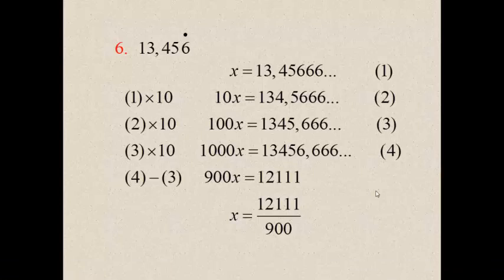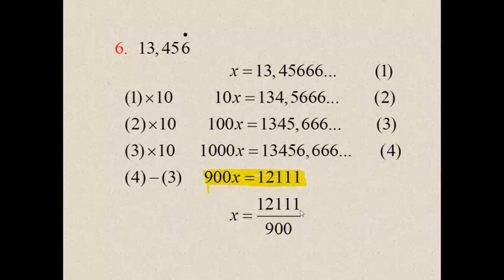Number 6. There's no difference here except that I'm getting very, very big numbers that I'm working with. Does not change the procedure. Equation 1 times 10. Equation 2 times 10. Equation 3 times 10. Equation 4 minus equation 3. I end up with 900x is equal to 12,111, which, if I solve for x, is the same as 12,111 divided by 900.